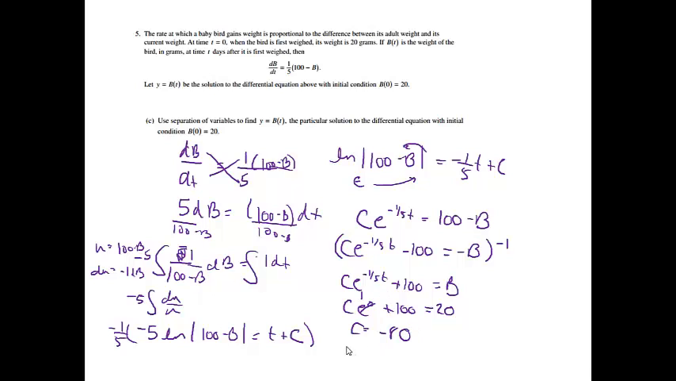So just finishing this up, I'm going to have b is equal to c, which was negative 80 e to the negative 1/5 t plus 100. And that would have been worth 5 points. We'd get 1 point for separating my variables. We would get 1 point for getting this far right here. We would get 1 point for putting plus c. We'd get 1 point for finding c. And then we get 1 point for getting our final correct answer.